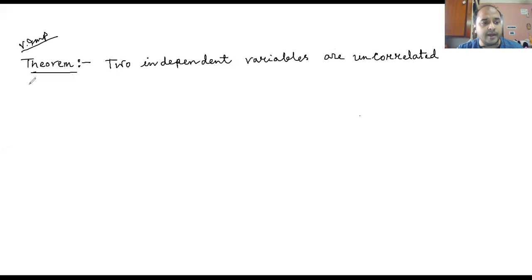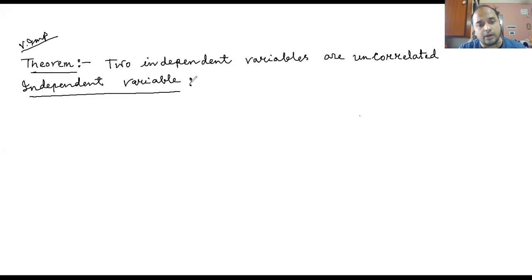What do we mean by independent variables? That is a very important part you have to understand, because although we are learning correlation right now, later in the second semester you will learn the probability course, and in probability the independent variables play a significant role in probability theory.